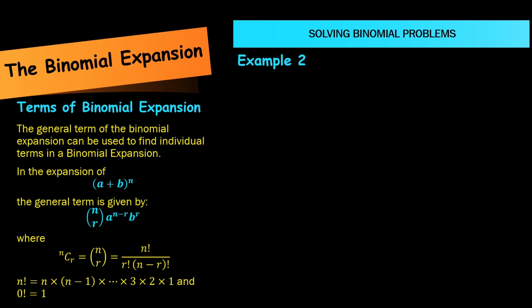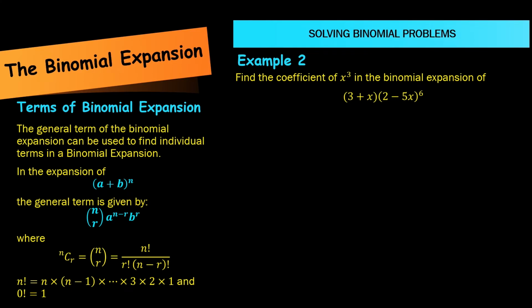Now let's have a go at another example. Find the coefficient of x cubed in the binomial expansion of (3 + x) times (2 minus 5x) all raised to the power 6. Pause the video and have a go. Press play when you're ready to view the solution. So let's solve this.